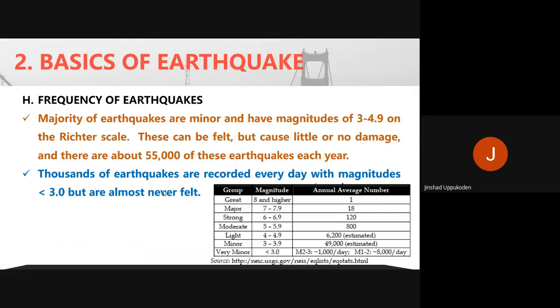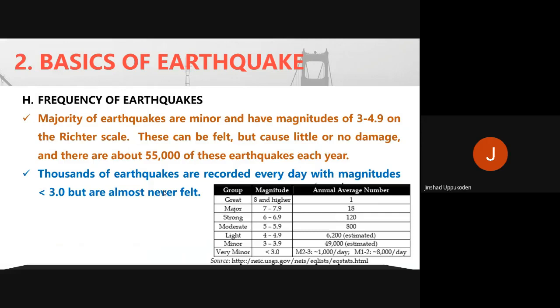Now, what is the frequency of earthquakes? What is the difference in time between two different earthquakes? Here a table has been given to you, from NEIC, which gives the average number of earthquakes that occur depending upon the magnitude. Very minor earthquakes, with magnitude less than 3, occur almost 1000 per day, and great earthquakes, greater than 8, occur one every year.